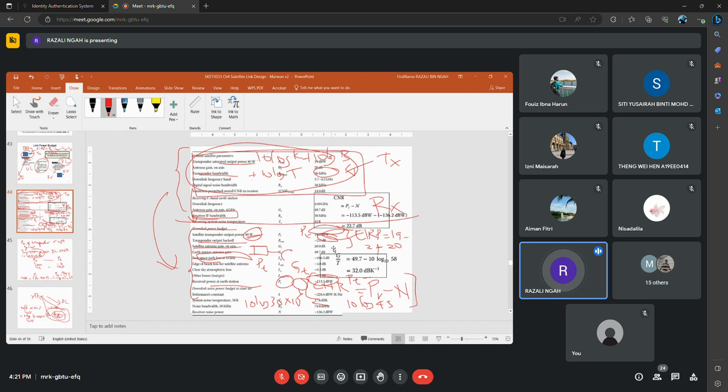So back to refer to the question. That means you are given the downlink CNR, and PT is not given. Let's say here the transponder saturated power is not given. You don't know this value. But you are given downlink CNR equal to 20 dB.